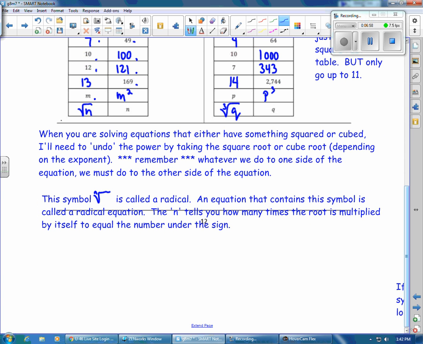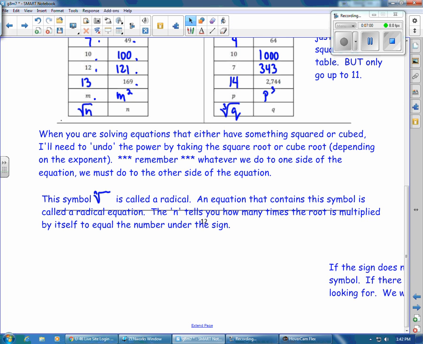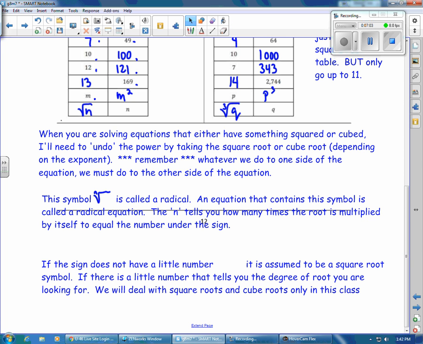If there's no number there, it's assumed that it's a square root. If there's a little number, that tells you the degree of the root you're looking for. In our class, we're only going to see square roots and cube roots. When you get into upper level classes, you might see a different number in there, and you might be looking for a number that's multiplied by itself 4 times or 5 times to equal the number under the symbol. But for our purposes, we're just going to deal with squares and cubes. Let's move on.